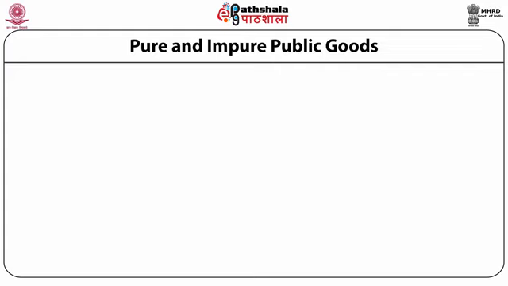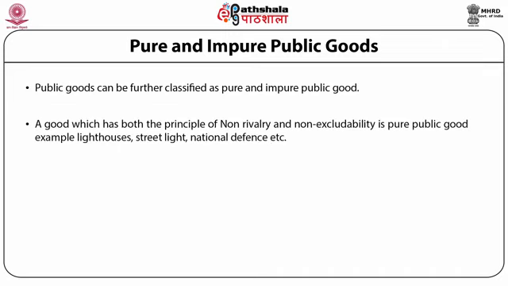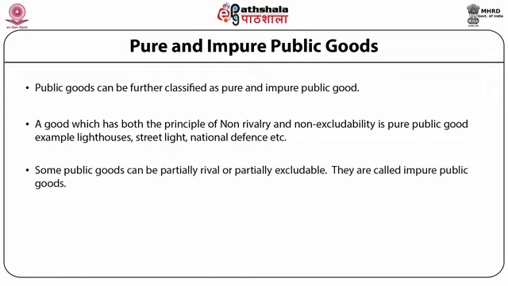Pure and impure public goods. Public goods can further be classified as pure and impure public goods. A good which has both the principle of non-rivalry and non-excludability is pure public good. Example, lighthouses, street light, national defense, etc. On the other hand, some public goods can be partially rival or partially excludable. They are called impure public goods.